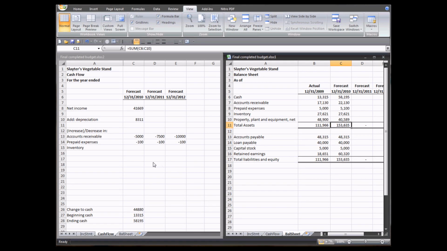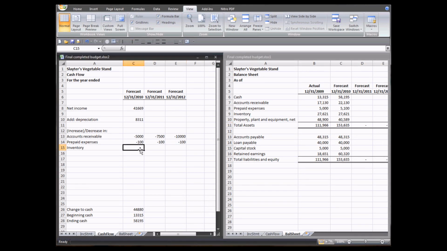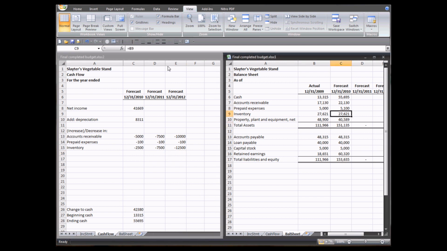Okay. And my inventory, I expect an increase because I'm going to be carrying fruit now. So let's say I expect $2,500 of inventory, and then $7,500, and then $12,500 of inventory increases. In other words, I plan on having more and more cost of inventory at the end of each year. So over here on my balance sheet, I want to subtract that amount, and again, I'm back in balance. Okay.